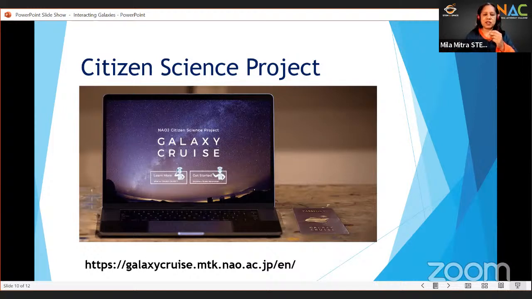So today, we are going to talk about this citizen science project called Galaxy Cruise. So all of you who have your laptops, you can copy this and maybe open this page with me. Otherwise, you can try it out later. I'm going to walk you through most of the steps, okay? Okay, so yeah, Galaxy Cruise, let's take a look.